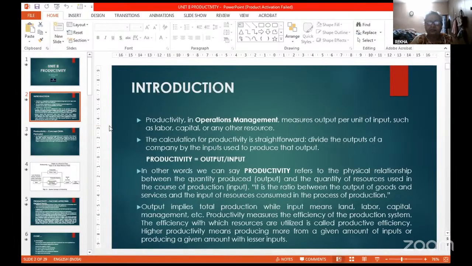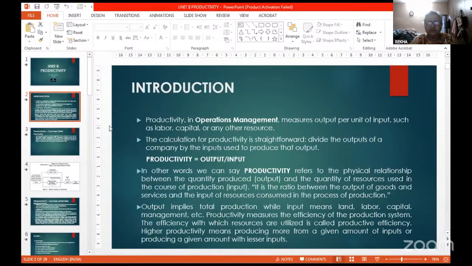Productivity in operations management measures output per unit of input, such as labor, capital, or any other resource, whatever input you are using: information, labor, material, money, whatever resources you are using. Out of that, how much output you are getting, that is your productivity. The calculation for productivity is straightforward. Divide the outputs of a company by the inputs used to produce that output.